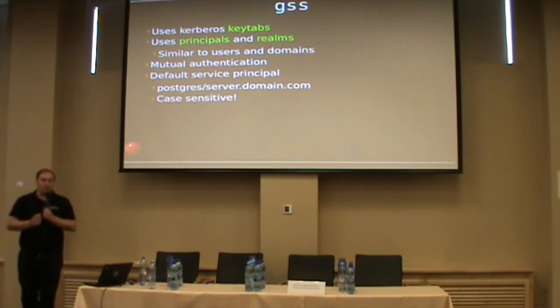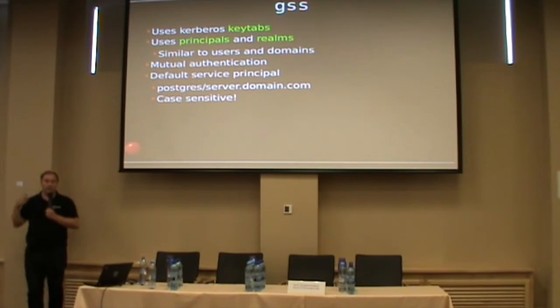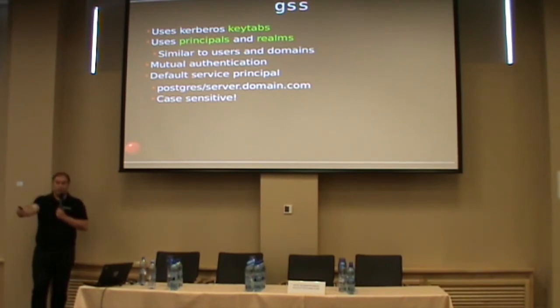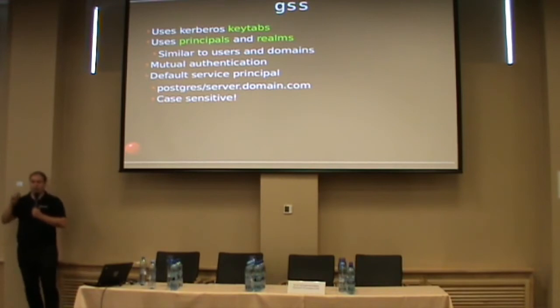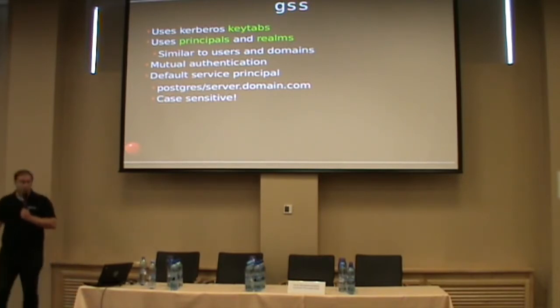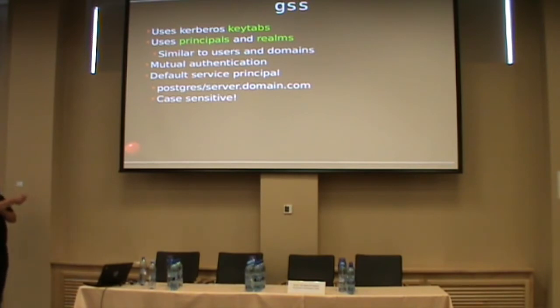And it does mutual authentication. So basically what happens when a client connects is that the client authenticates the server, and then the server authenticates the client. It's very similar to SSL. That means that each server also has a principal in the Kerberos system. So basically each server has a user. Now the default of Postgres is that this user will be named postgres slash and then the FQDN of the server.